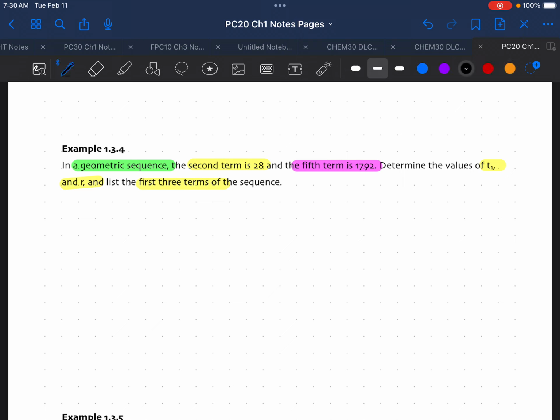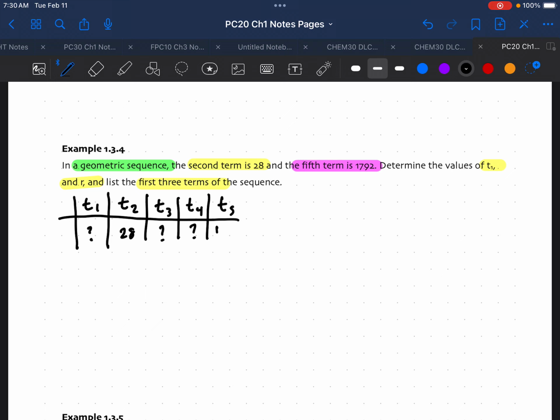All right, so the first thing that we need to do is examine this sequence a little bit. So I'm going to build a chart to examine the sequence. Term 1, I don't know. But I do know that term 2 is 28. I know that term 3 is I don't know. Term 4 is I don't know. And term 5 is 1792. All right, so let's take a look here. We've got two pieces of data, and we are going to use our formulas to analyze those two pieces of data.